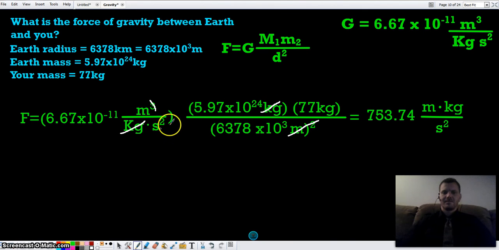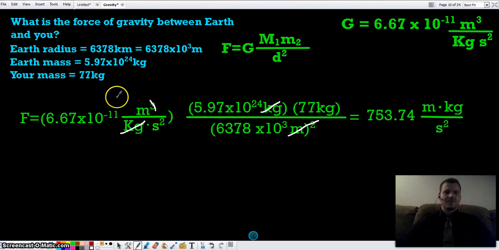That kilogram. And seconds can't cancel out anywhere, so we're left with meter kilograms per second squared, right here. Or newtons. So 753.74 newtons. So this is the force between Earth and your body.